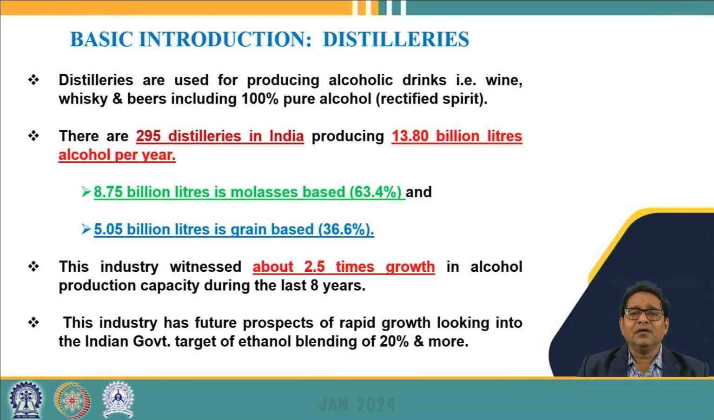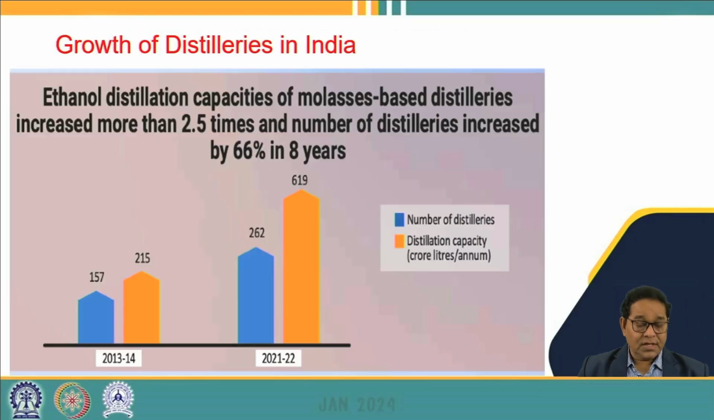And it has future prospects for rapid growth, looking at the Indian government target of ethanol blending of 20% and more to fight against climate change. So this is to reduce the CO2 emission. This is getting a lot of momentum, and in future it is expected that these industries will show a lot of potential and have prospects of exponential growth.